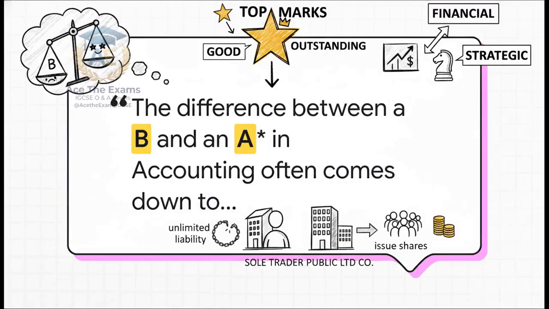Okay, let's dive into this high-stakes reality. A senior examiner recently noted that the difference between a B and an A star in accounting often comes down to how well you understand the advantages and disadvantages of different business entities. Why is that? Because these form the basis of those complex, high-tariff 9 to 15 mark questions.